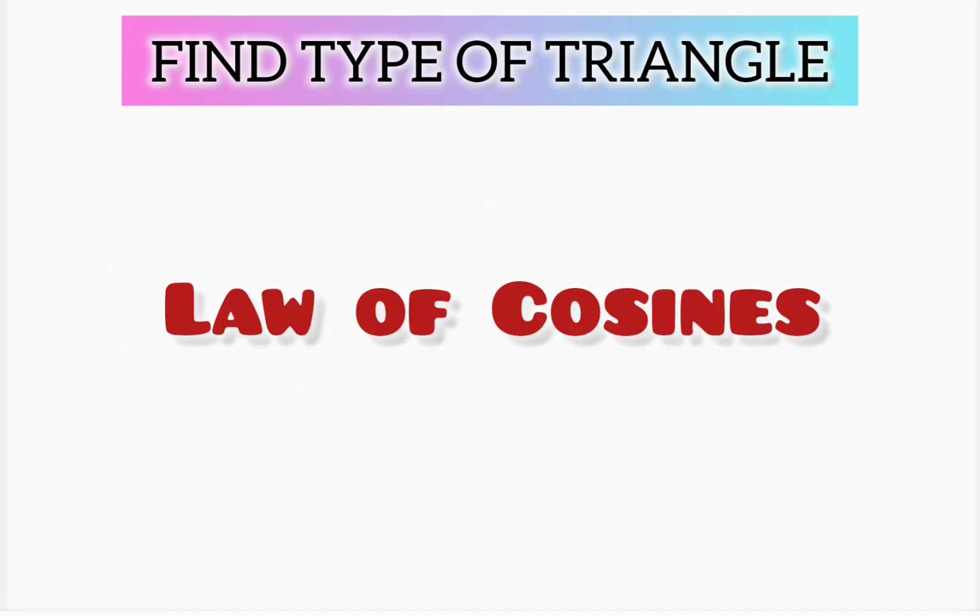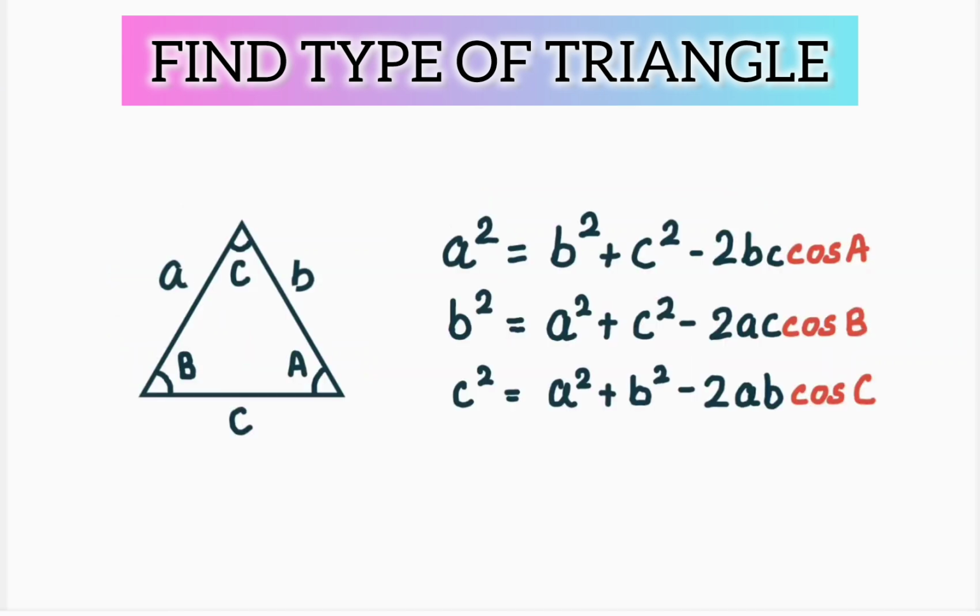That is the law of cosines. We state that for any triangle with sides A, B, C and angles as capital A, B, C, A square is equal to B square plus C square minus 2BC cos A. Similarly for B square and C square. Let's take any one of these to find our triangle.